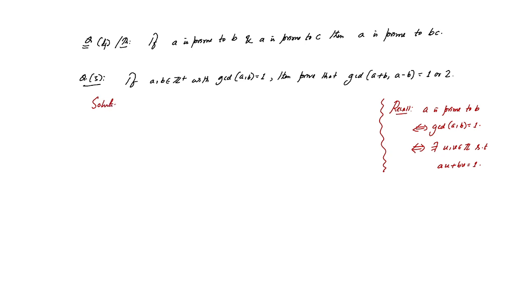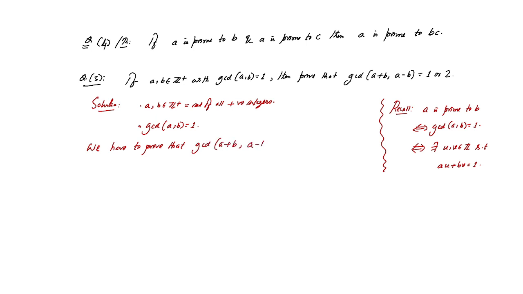Now we come to the question: what is exactly given? Here A and B both are positive integers. Z plus means the set of all positive integers, that means the set of all natural numbers. It is also given they are relatively prime, that means GCD of A, B equals 1. So what we have to prove? We have to prove that GCD of A plus B, A minus B is either 1 or 2. Now the question is how to prove.